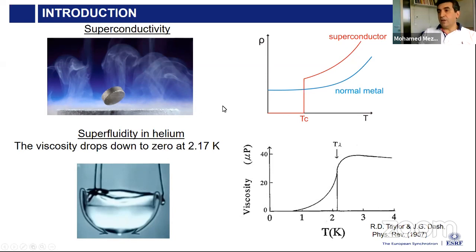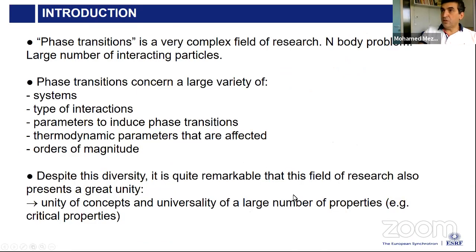In the same manner, actually, you have superfluidity in helium. In this case, you go from a normal liquid to a superfluid liquid by reducing the temperature to a certain temperature that we call T lambda. And in this case, you have a drop in the viscosity that goes down to 0. And there is this famous image where you could see the helium flowing along the edges of this vessel, for instance. Okay, this is a very classical example of phase transition.